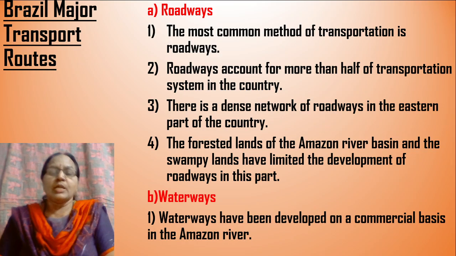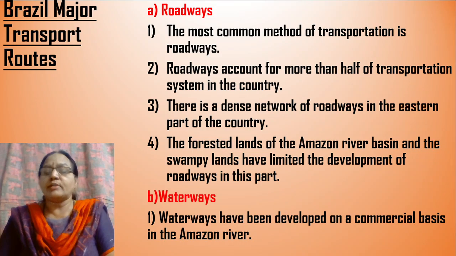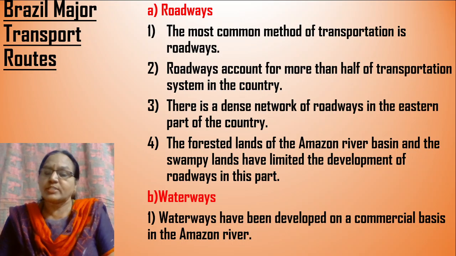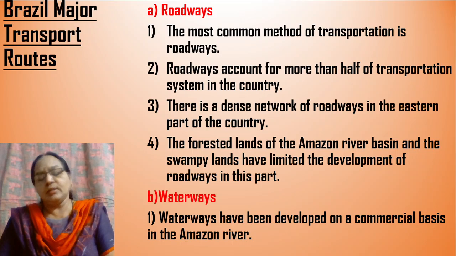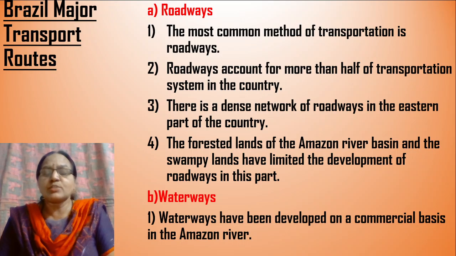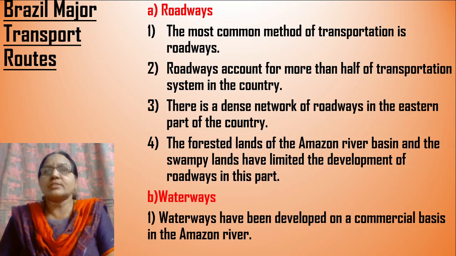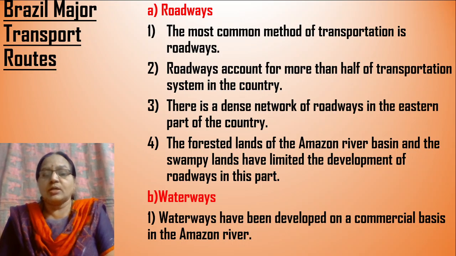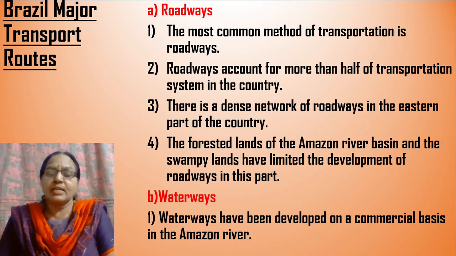Okay, so the forested lands of the Amazon River basin and the swampy lands have limited the development of roadways in this part. So if you look at the northern as well as the western part of Brazil, we find there is very limited development. Roadways are very sparse, or you can say scarce, because of the dense Amazon forests, that is the equatorial jungles, as well as the swampy lands. We find the roadways are very few.